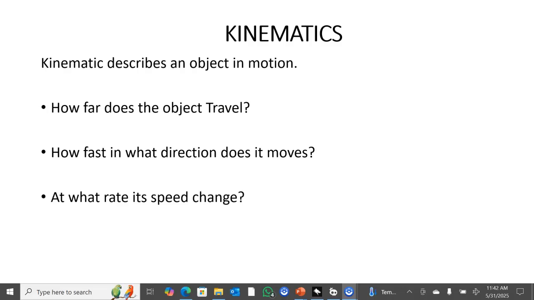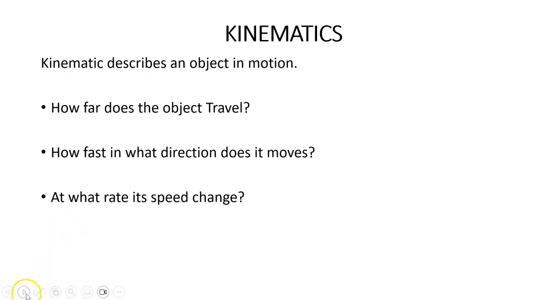Let me now come back to base. When we say kinematics, it talks about how far an object travels, that is distance traveled. There's a calculation there. How fast, in what direction does it move? Does it go left? Does it go right? If you remember from our previous video, which I'm going to add to this link, we talked about vectors in terms of direction. So how far does it move, and at what rate does the speed change? Does it change at high speed or low speed? Does it accelerate? Does it decelerate? That's what kinematics is all about.